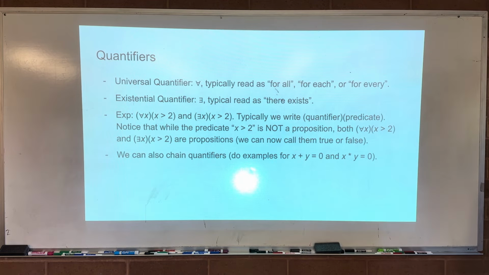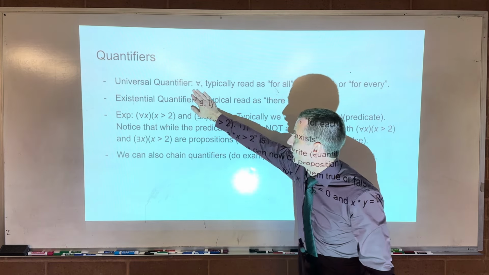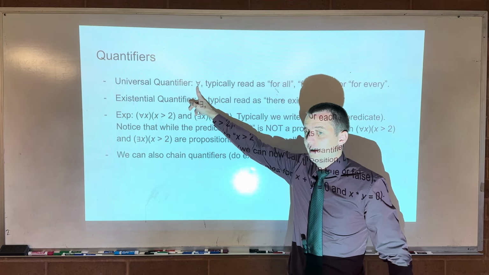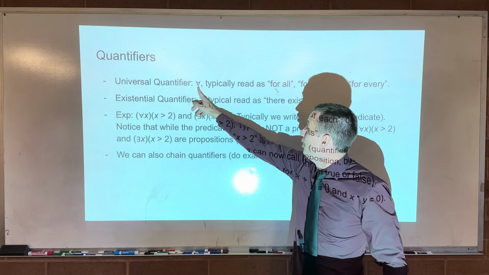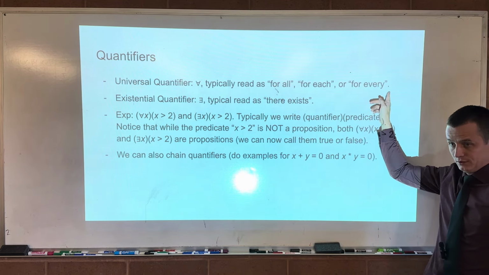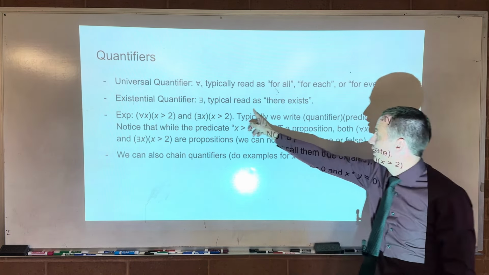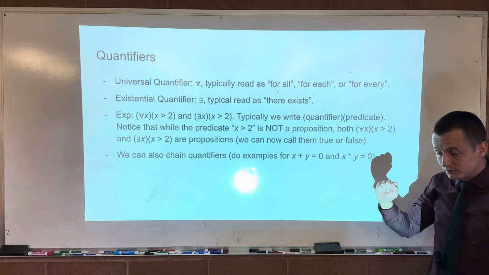Okay, quantifiers now. We have two quantifiers in logic. The first one is called the universal quantifier. It's that upside down A looking thing. We typically read that as for all, for each, or for every. And then we have the existential quantifier, the backwards E, and we typically read that as there exists.